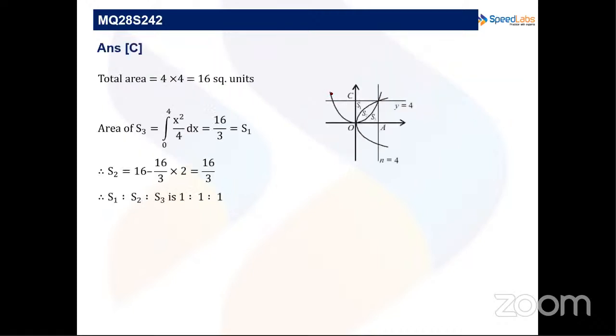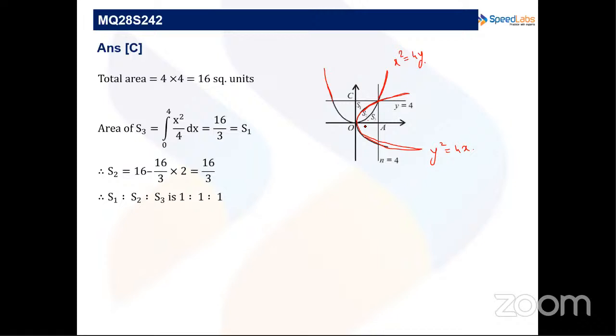So if you can see here, the curves are: this curve is x square equals 4y, and this is y square equals 4x. Now this area is S1, this is S2 and this is S3. We can see that S1 and S3 should be equal by symmetry. Now we have to find S2.